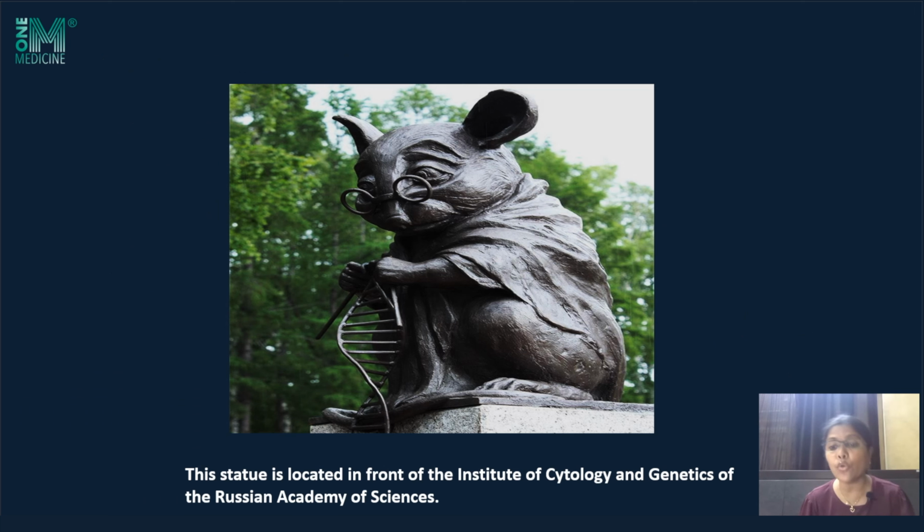Next is which tissue we will use ideally for subcellular fractionation. This figure I have adapted from the internet, and this is the monument constructed in front of the Institute of Cytology and Genetics of the Russian Academy of Sciences, paying tribute to the laboratory mouse. So here also the ideal tissue or cell for subcellular fractionation is the hepatocyte of the lab mouse, or liver cell of the lab mouse. Why? Because it offers easy availability, and all the organelles present can be isolated and easily differentiated. That is the main reason.